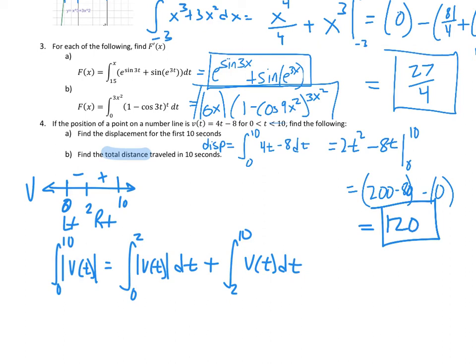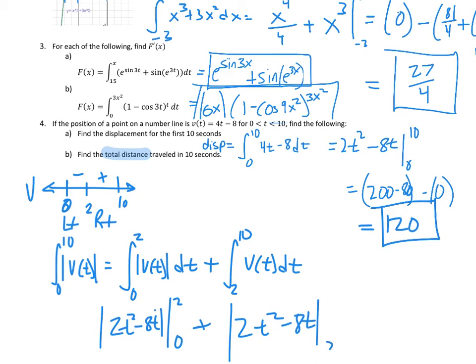Okay, so if we take 2t squared minus 8t, we're going to evaluate that from 0 to 2. And then 2t squared minus 8t from 2 to 10. Actually, these absolute values could be out here. It's the absolute value of this. Sometimes we write it out like that. That's the idea.